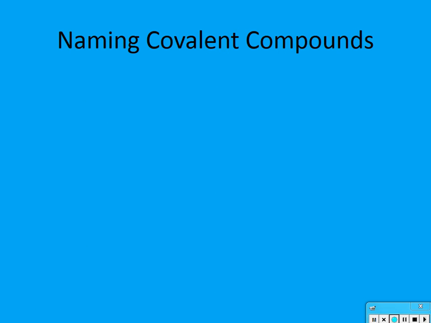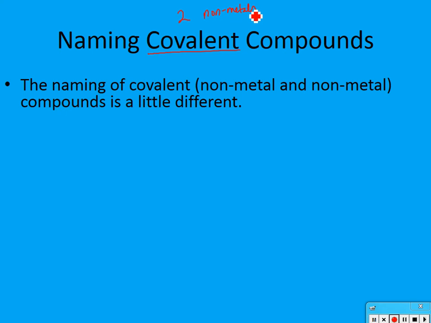Okay. That pretty much reviews everything that we learned last year. This is the first thing in this chapter that's new. Okay, we haven't learned this stuff yet. We're going to learn how to name covalent compounds. And it's actually quite a bit easier than naming ionic compounds. Covalent. What does it mean by covalent, guys? Let's quickly go over that. Two nonmetals. So if you have a compound with 2 nonmetals, this is how you're going to name it. The naming of covalent, nonmetal, and nonmetal compounds is a little different.